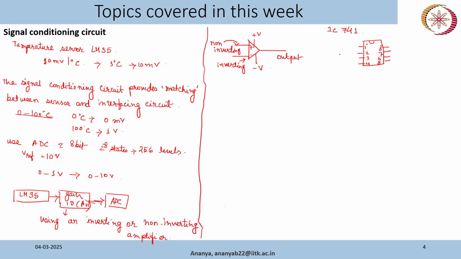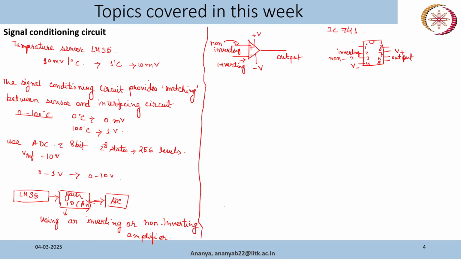This is the inverting terminal, pin number 2, and this is the non-inverting terminal, pin number 3. And this is minus VCC, pin 4, and plus VCC is pin 7. Pin number 6 is the output. So just for this session, remember that pin number 2 is the inverting terminal, pin number 3 is the non-inverting terminal, and pin number 6 is the output. So this is the pin diagram of the IC741 op-amp.